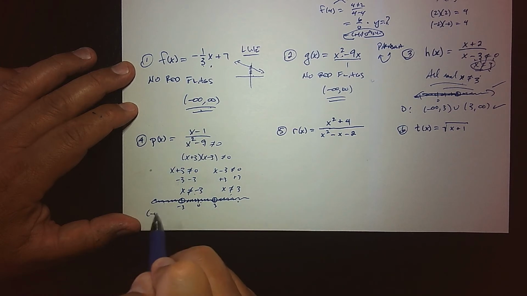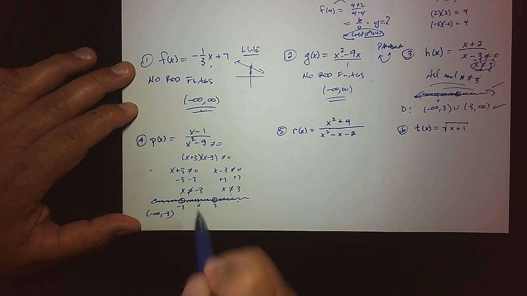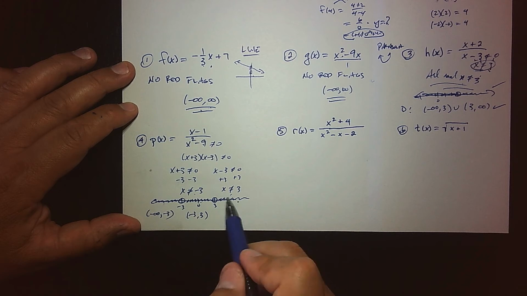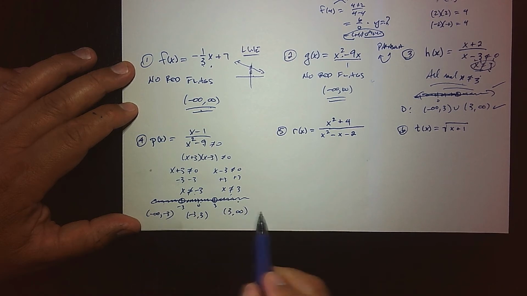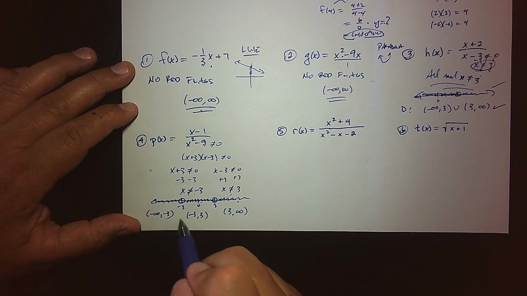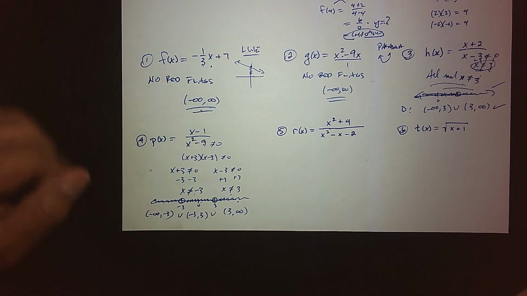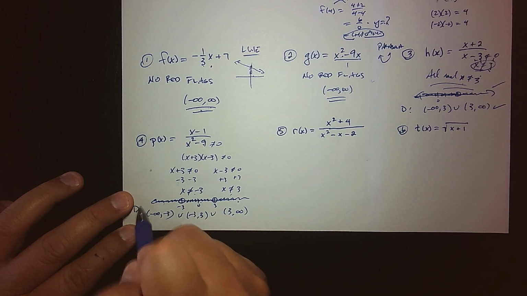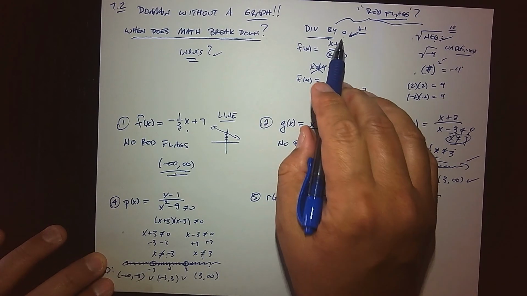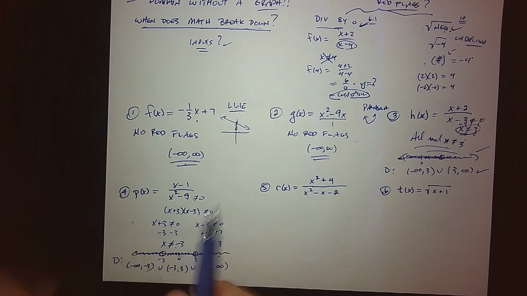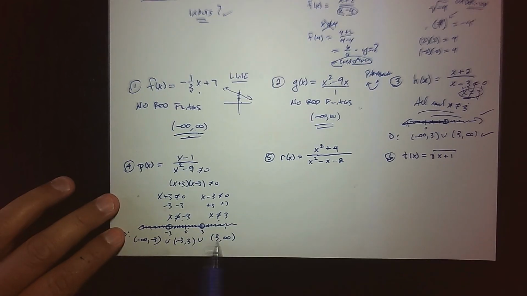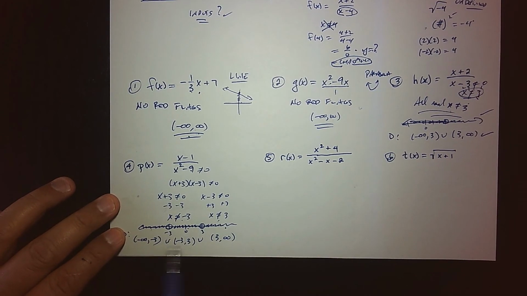This first interval is negative infinity up to negative 3. The one in between is negative 3 to 3. And the one over here is 3 to infinity. And then everything is open because we're not allowed to be equal. Union, union, you've got your domain sitting right there. So again, the red flag was division by 0. We accounted for it. We threw those guys out. Here's what's left. Everything to the left of negative 3, everything between negative 3 and 3, and everything to the right of 3.